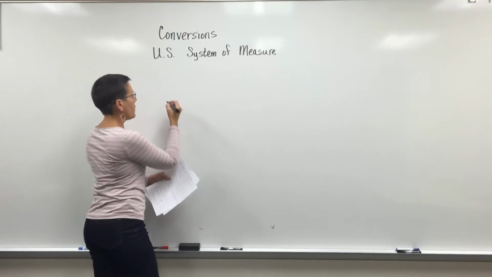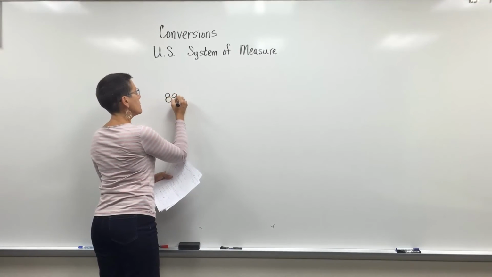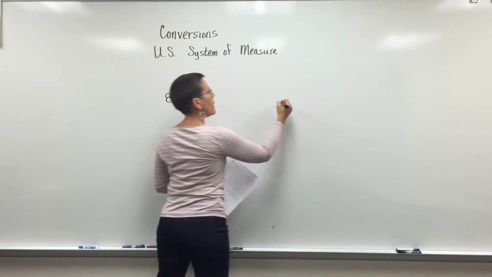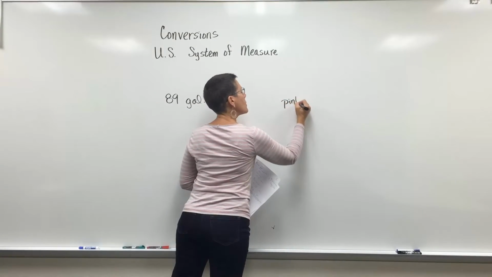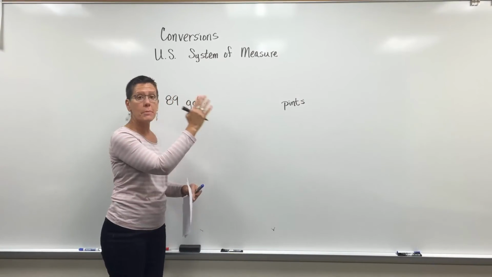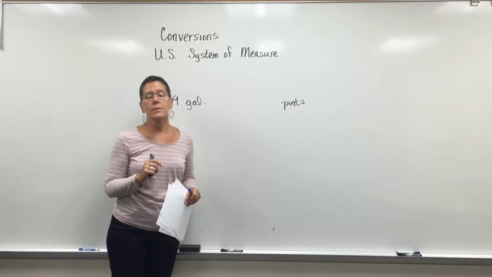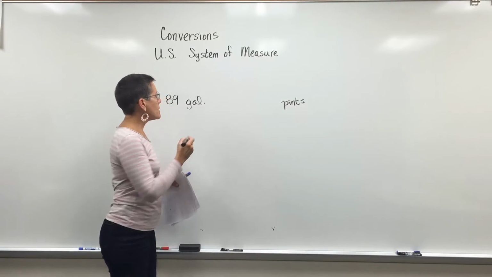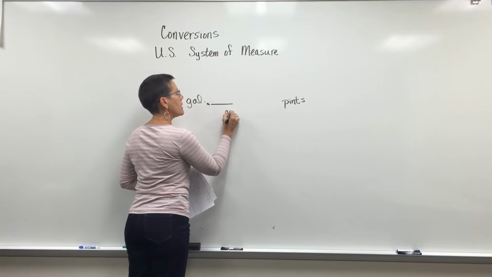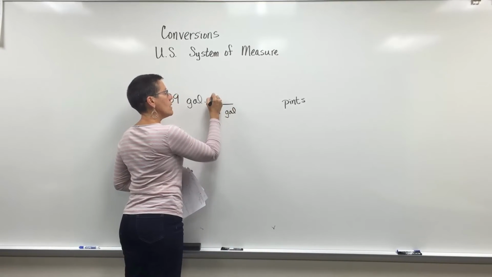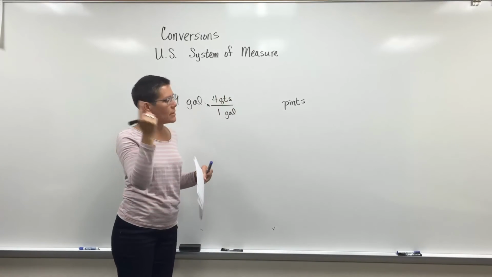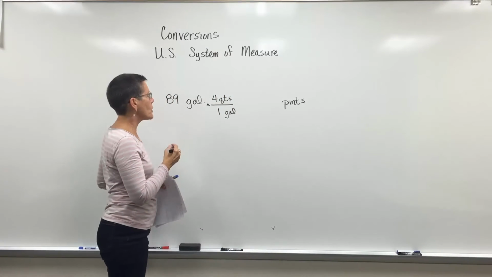Let's go with 89 gallons, and let's convert that into pints. In case you don't know how to go directly from gallons to pints, this one's going to require 2 steps. I like to do it in 2 steps because I happen to know that in 1 gallon there are 4 quarts. So that's easier for me. That's kind of a jug of milk thing. I know there's 4 quarts.